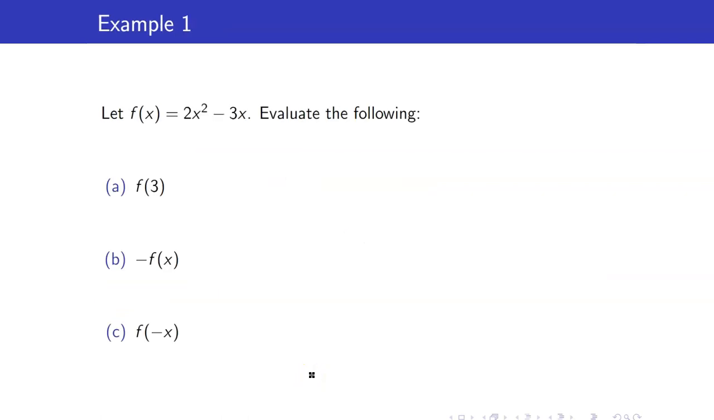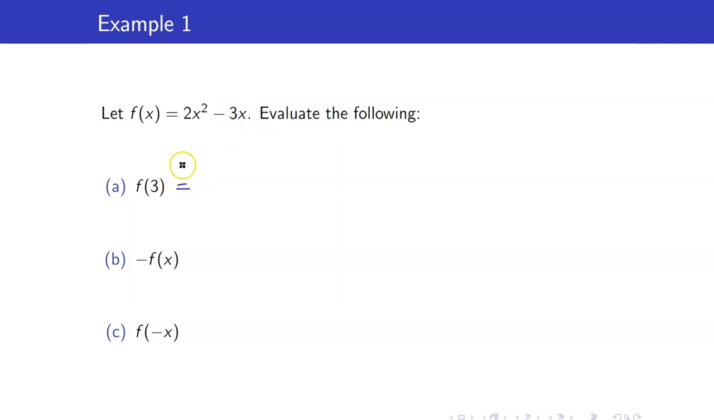Suppose that f of x is equal to 2x squared minus 3x. Let us evaluate the following. What is this function saying? It is saying that whatever is your input x, the output is going to be 2 times the input squared minus 3 times the input.